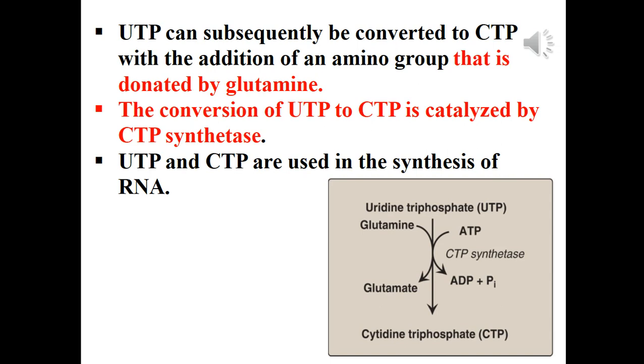This can be represented by this reaction: uridine triphosphate, UTP, by the cytidine triphosphate synthetase enzyme, consumes ATP and needs an amino group that comes from the hydrolysis of glutamine, and is converted to cytidine triphosphate.